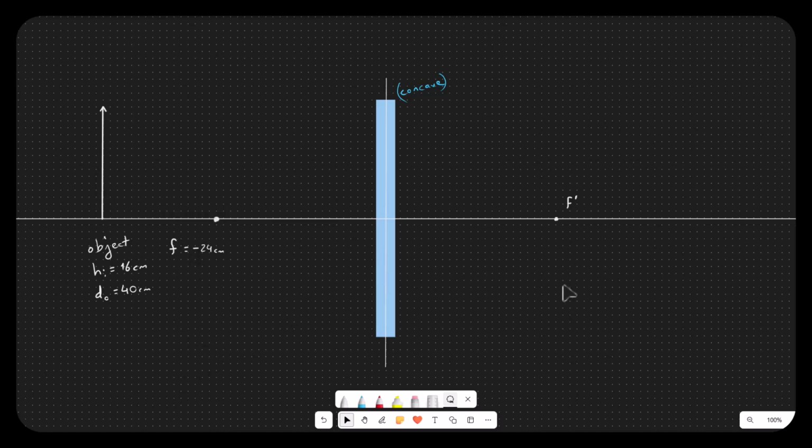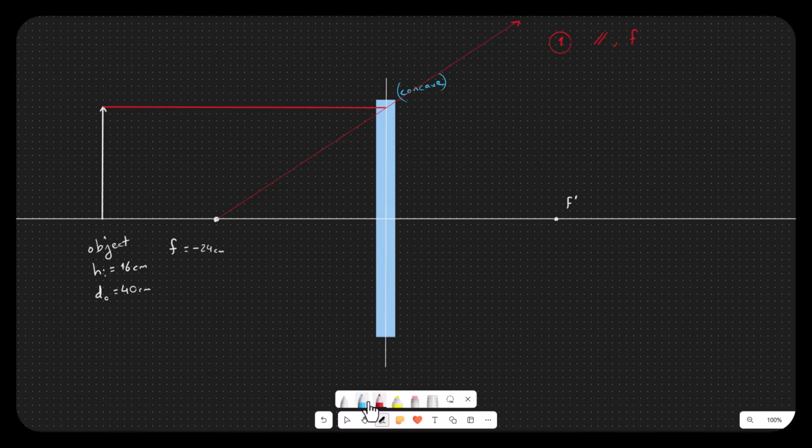Now, when I want to do my ray tracing, I'm going to do the same thing as before. I'm going to have ray 1 go parallel to my axis, then through the focal point. Now the focal point's back here. So to go through my focal point, I have to do something like that, and there is my exiting ray.